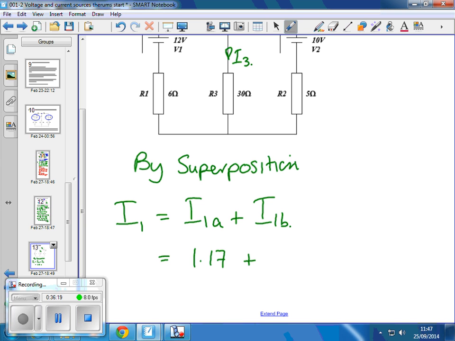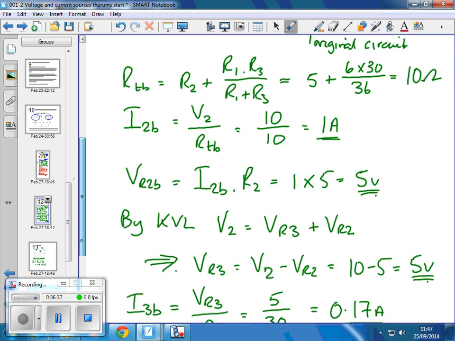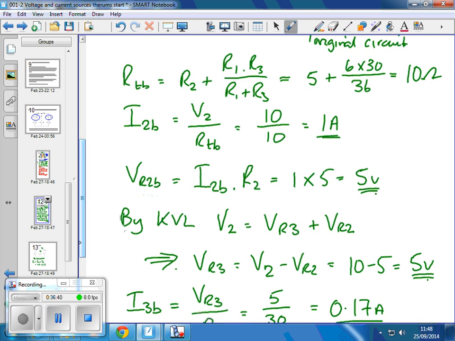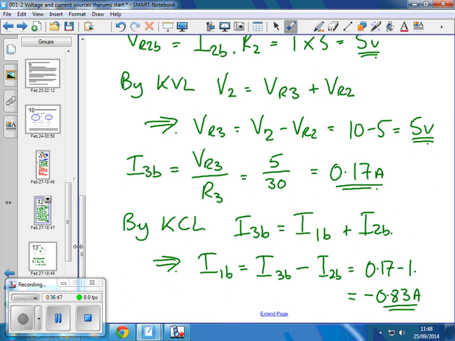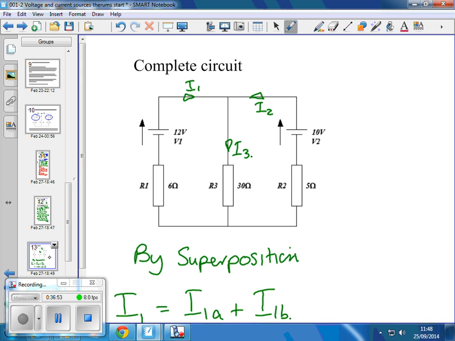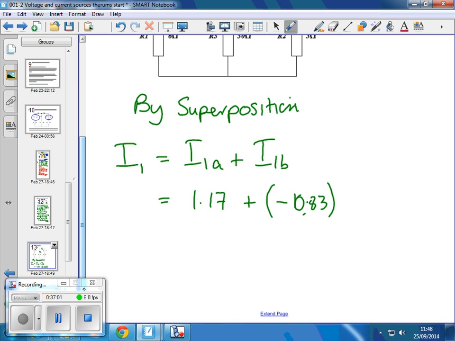Is that not a negative value? I1B is not 0.83. That's right, I1B is 0.83. Oh yeah, sorry, I know that as a negative value. Minus 0.83.